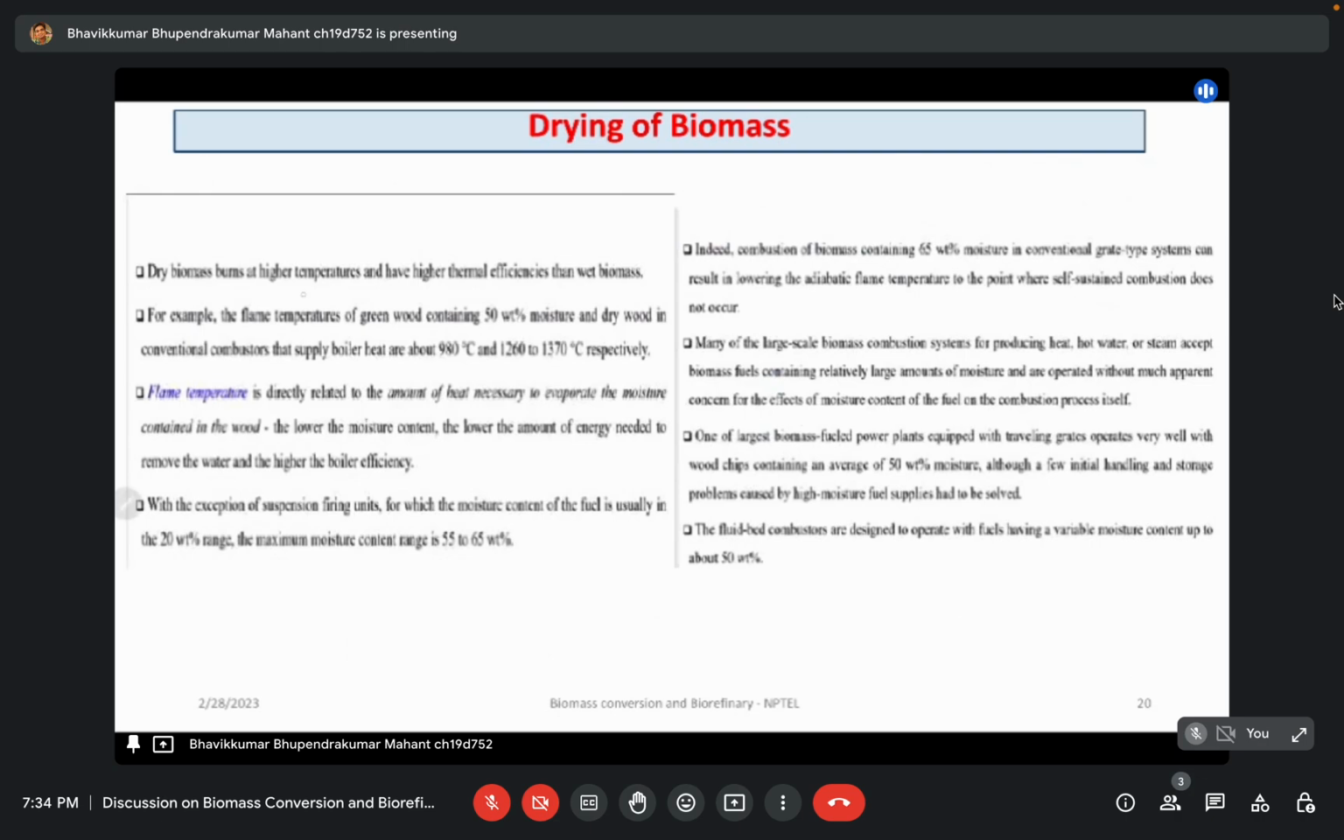So dry biomass burns at high temperature. If you have dry biomass, then you have to take care of the drying process.